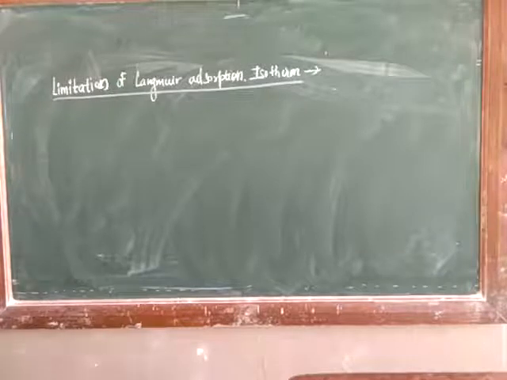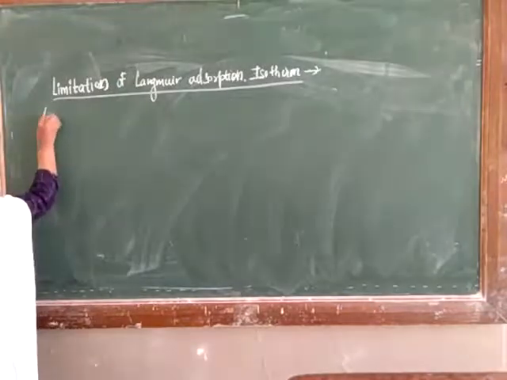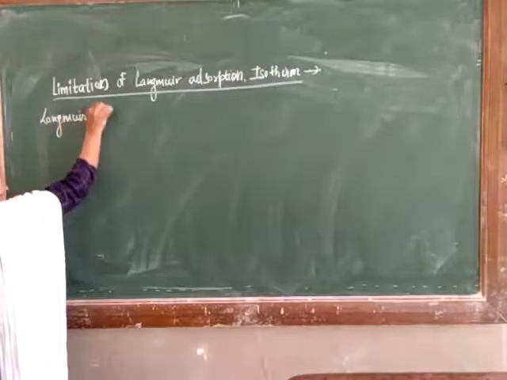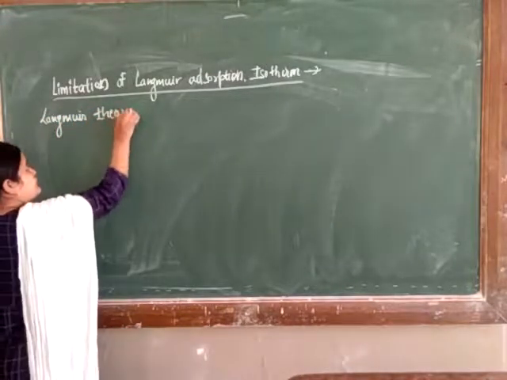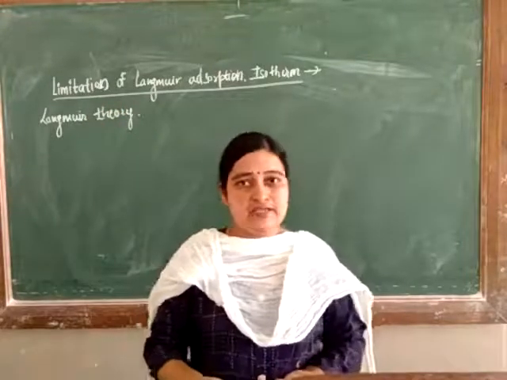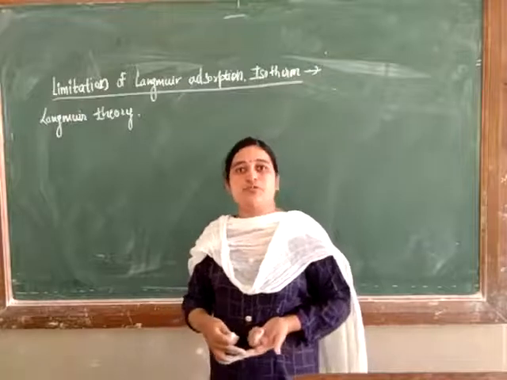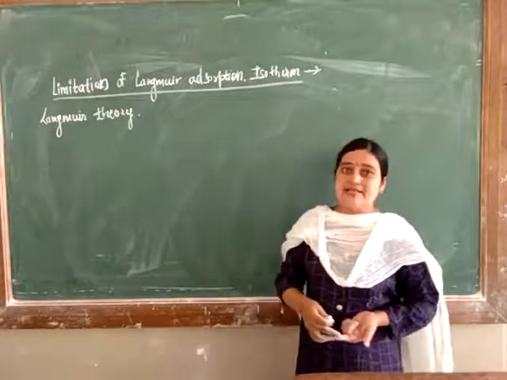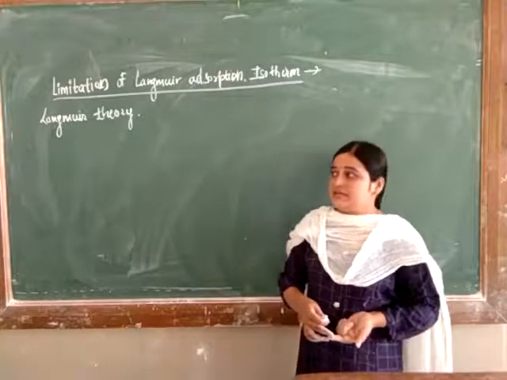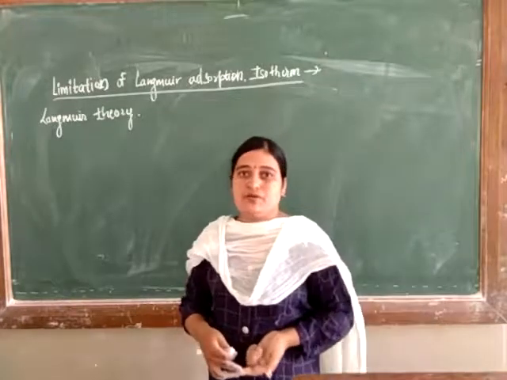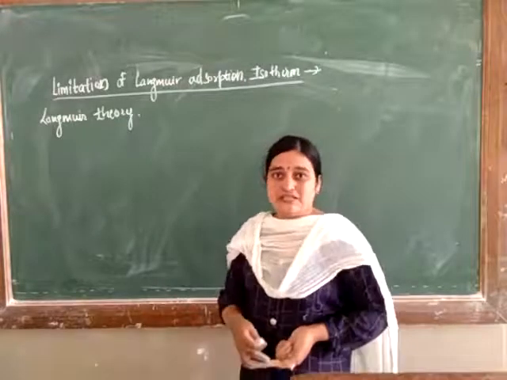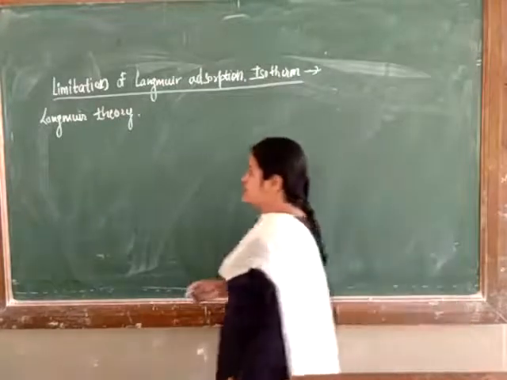The Langmuir theory satisfactorily explains physical adsorption as well as chemical adsorption when the saturation point is reached. But it has certain limitations. It is already explained that physical and chemical adsorption take place satisfactorily when the saturation point is reached. But which limitations does it have? Let's see.